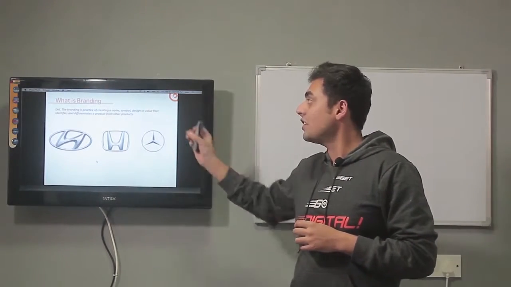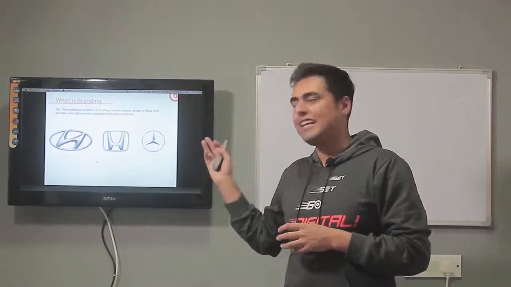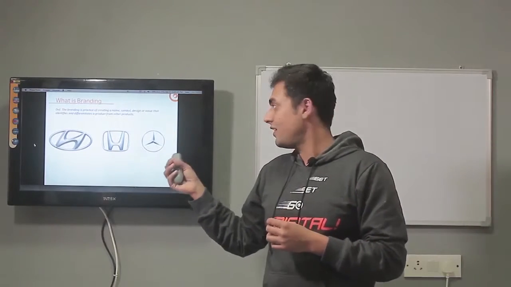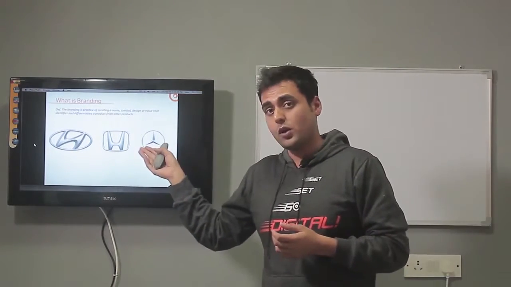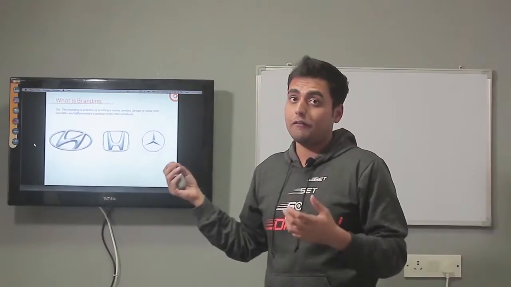If we go by the definition, branding is the practice of creating a name, symbol, design, or value that identifies and differentiates a product from other products. If you look at the slide here, you will see three different logos representing three different brands, though they represent the same alphabet H of English. The first one represents Hyundai and the second one represents Honda, and there could be a sense of pride associated with owning a Hyundai car for people who are from Korea, or maybe Honda when it comes to Japan.